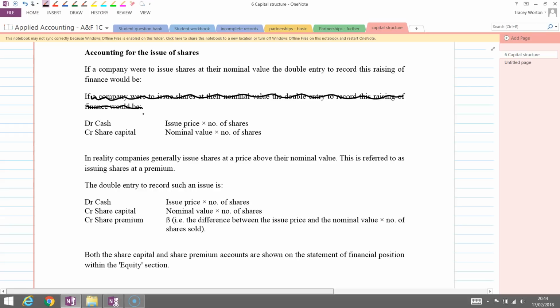In reality though, companies generally issue shares at a price above their nominal value, above their face value, and this is referred to as issuing shares at a premium. So the double entry to record such an issue would be to debit the cash with the issue price times the number of shares, credit the share capital with the nominal value, the face value times the number of shares, and credit the share premium with the balancing figure, i.e. the difference between the issue price and the nominal value times the number of shares sold. Both the share capital and the share premium accounts are shown on the statement of financial position within the equity section.